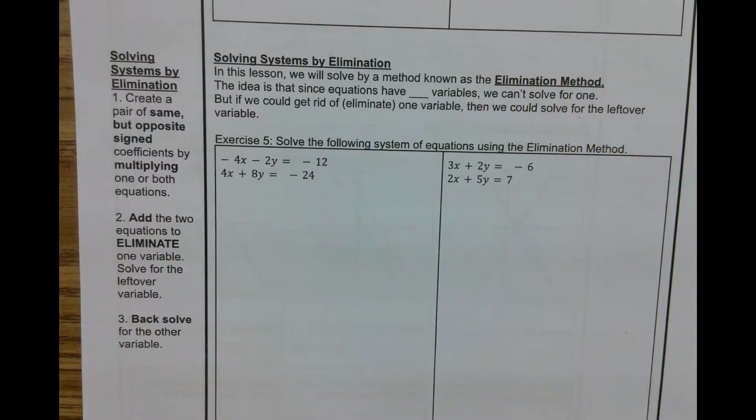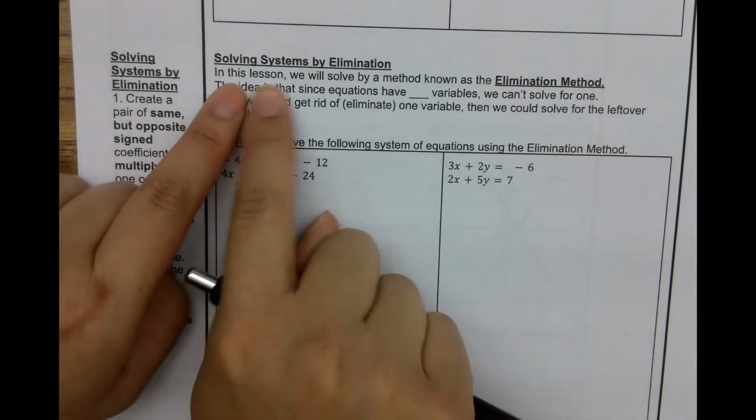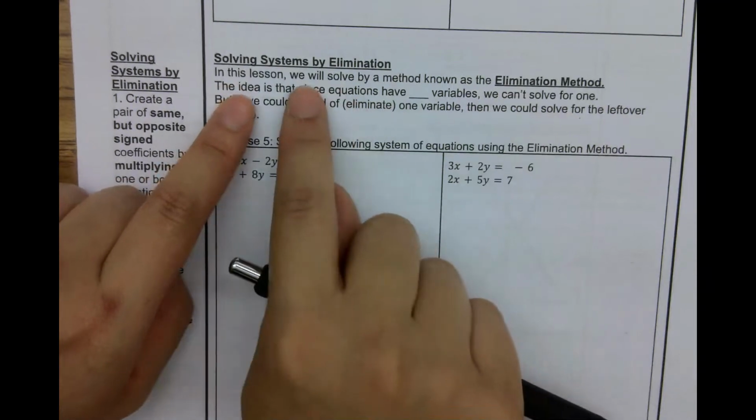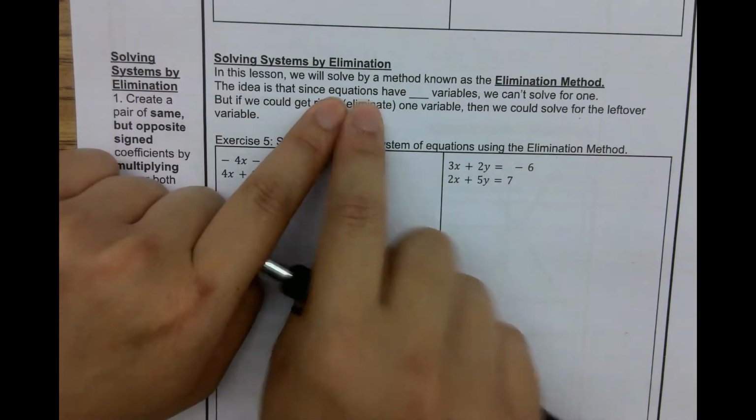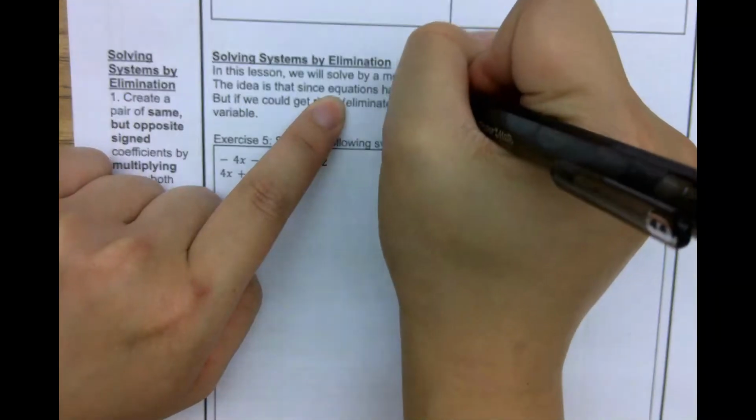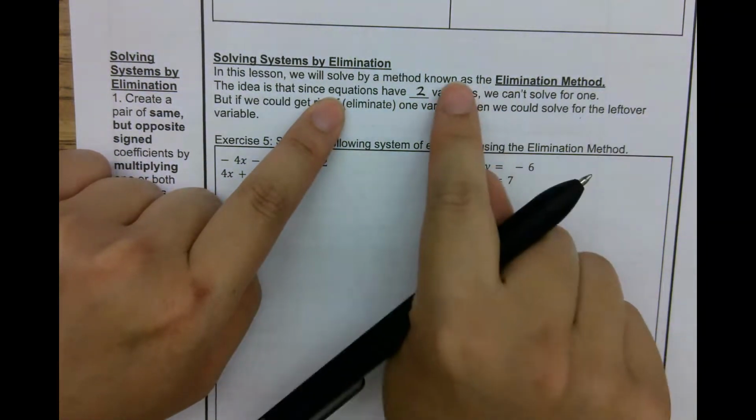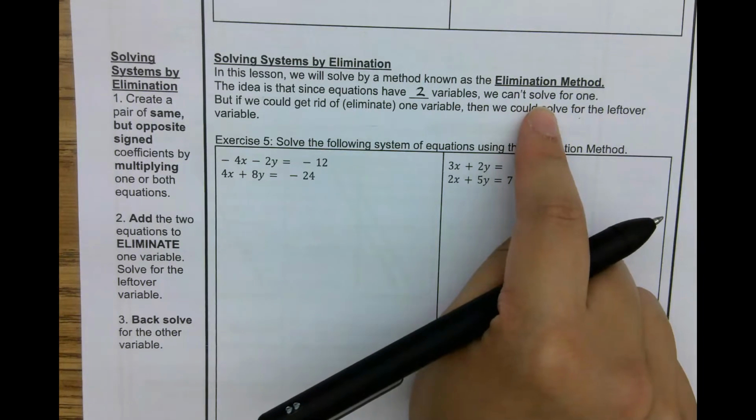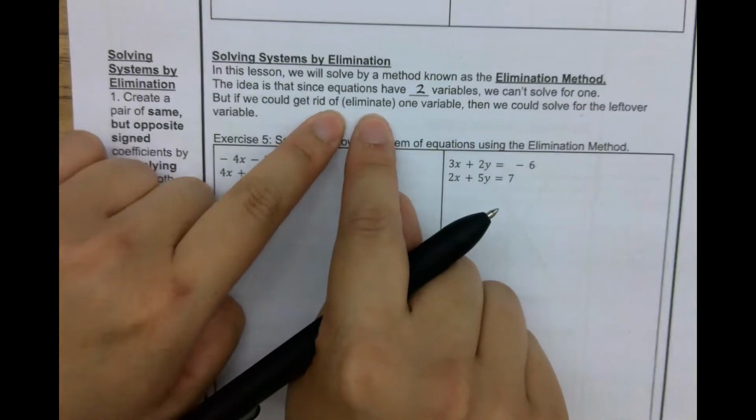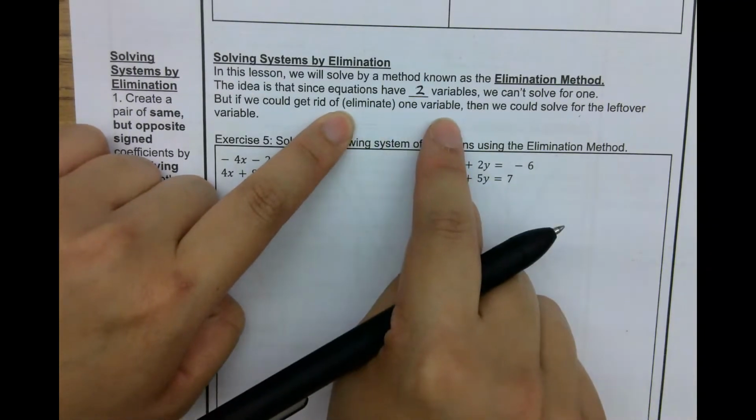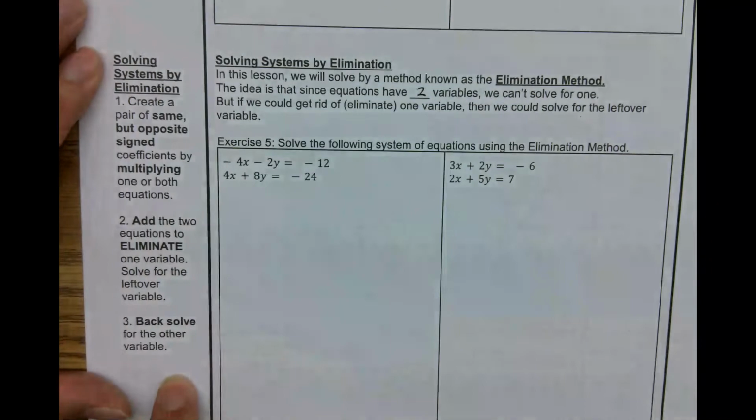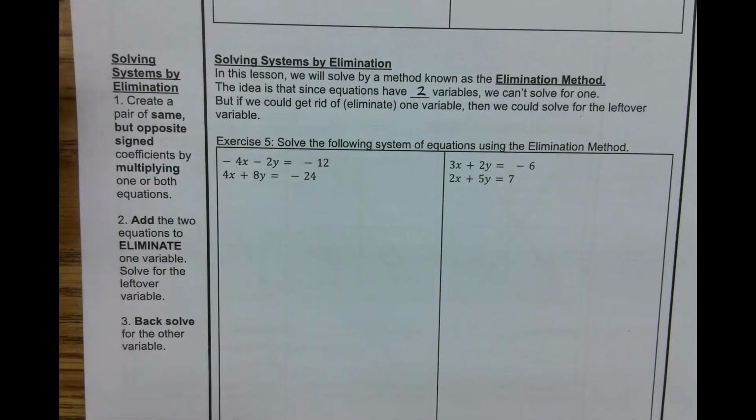Hi guys, so today we're going to learn how to solve systems by elimination. So in this lesson, we will solve by a method known as the elimination method. The idea is that since our linear equations have two variables, we can't solve for our variables x and y, right? But if we could get rid of or eliminate one of our variables, then we could solve for the leftover variable.